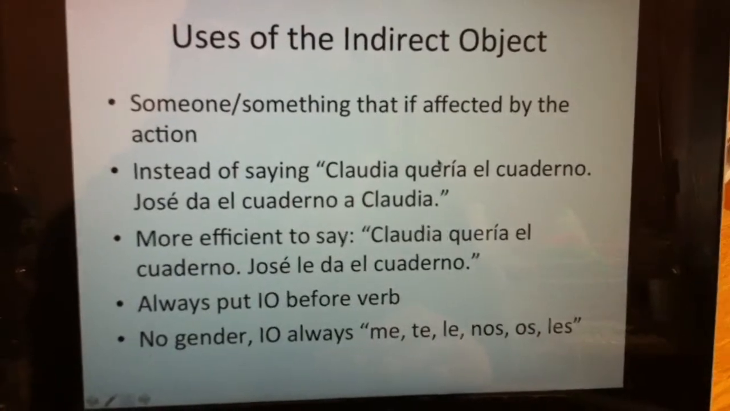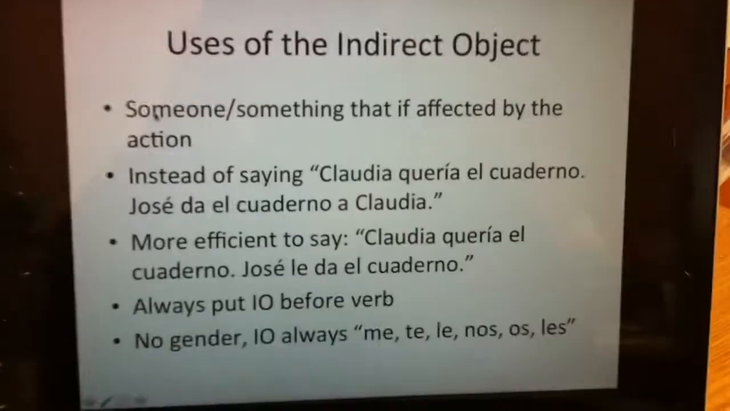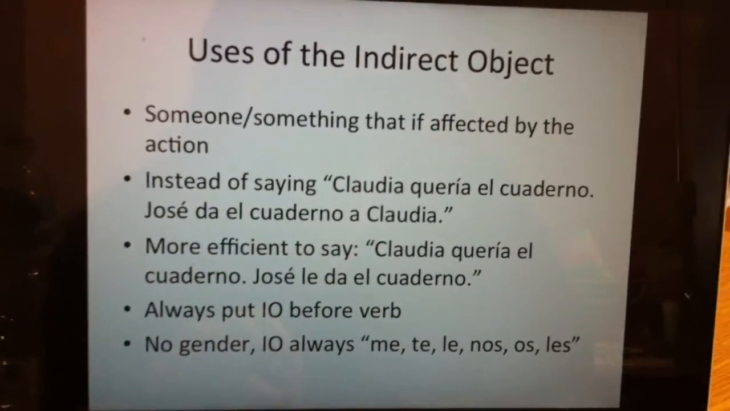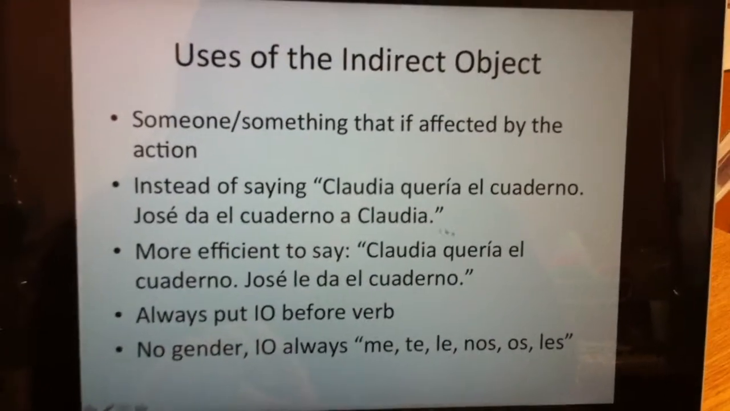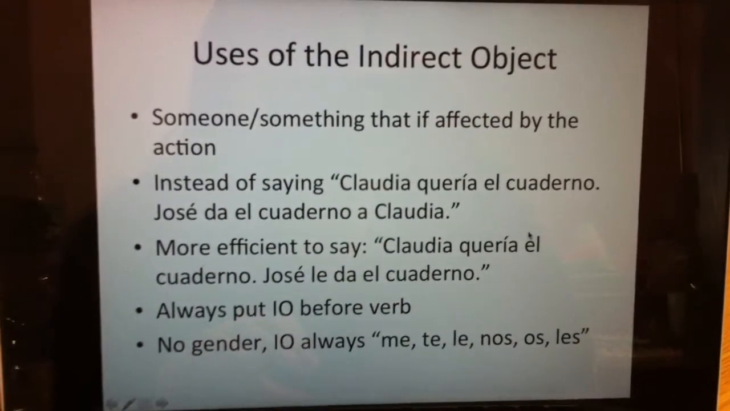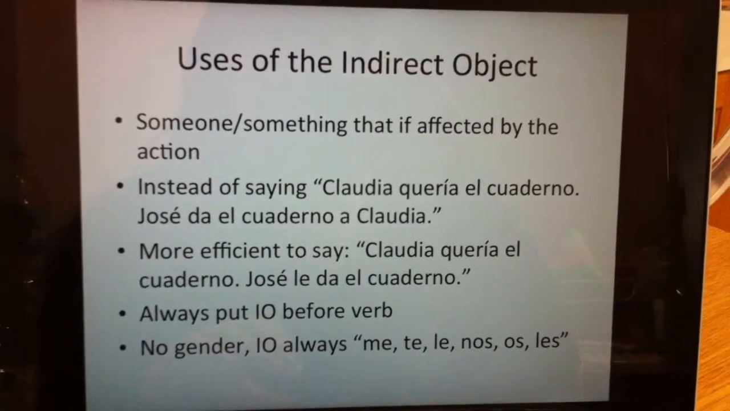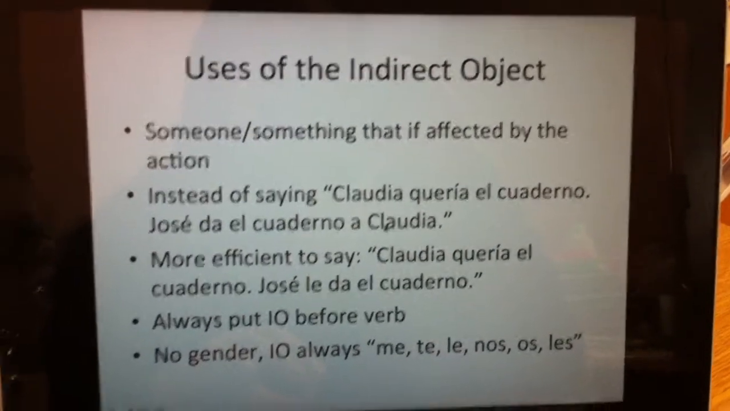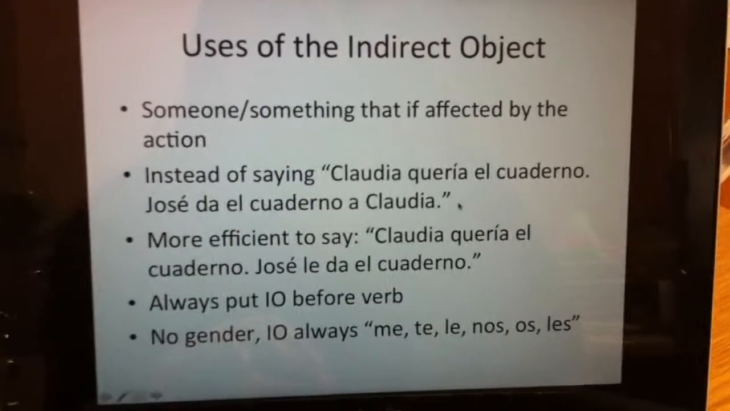The uses of the indirect object. Direct objects or indirect objects replace someone or something that is affected by the action. For example, in the sentence, Claudia quería el cuaderno. José da el cuaderno a Claudia. Claudia is being affected by the action. So Claudia is the indirect object.